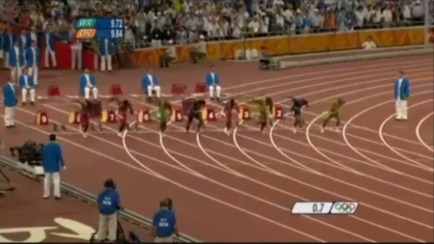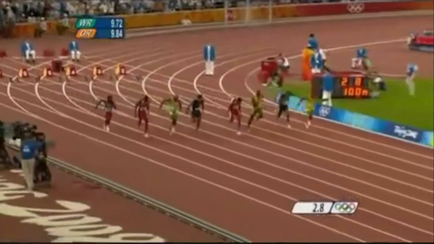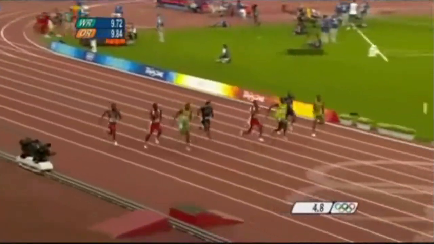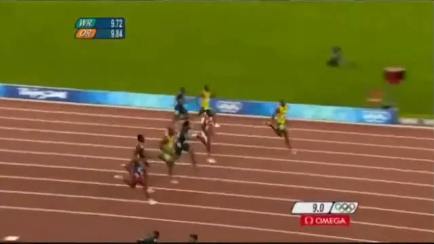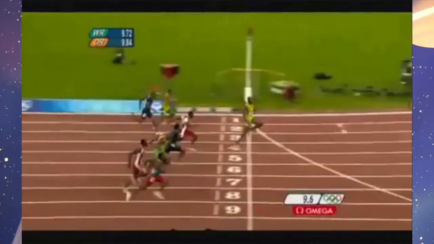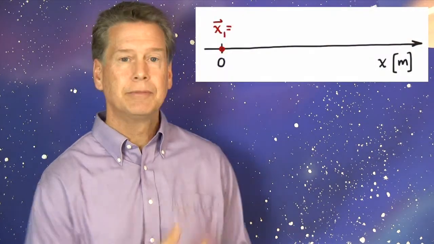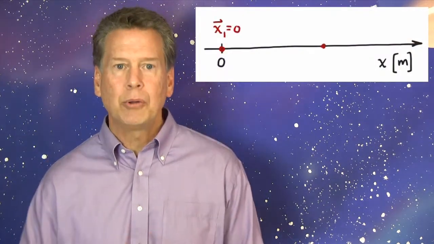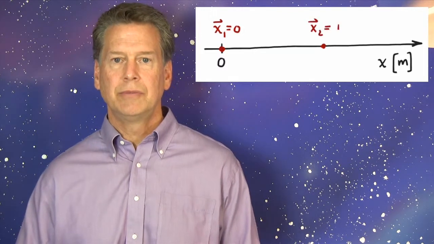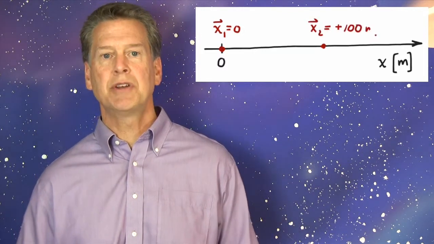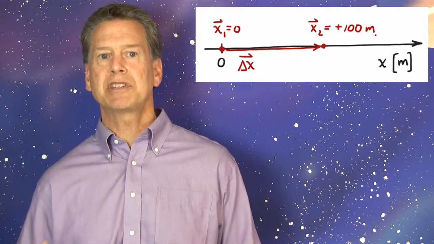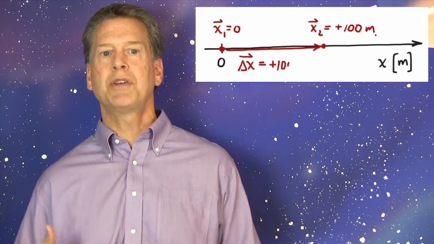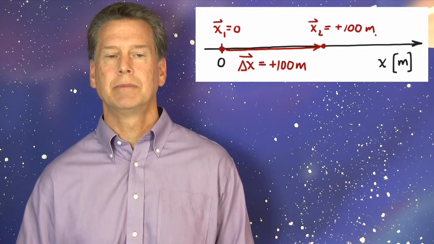Here's a familiar example from RP2. Usain Bolt's famous 100-meter dash at the 2008 Beijing Olympics. We'll let Bolt's path define the x-axis, and his starting position will be the origin. Then Bolt's x sub 1 is 0, and x sub 2 is plus 100 meters. Clearly, delta x vector is plus 100 meters, that is, 100 meters in the positive direction.